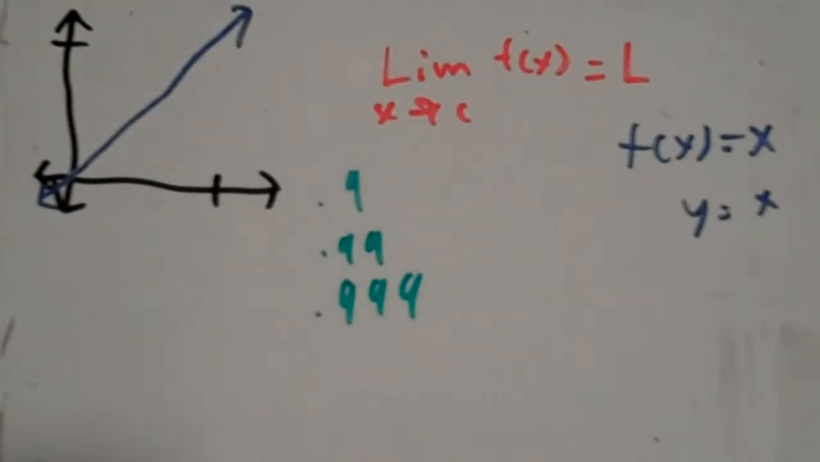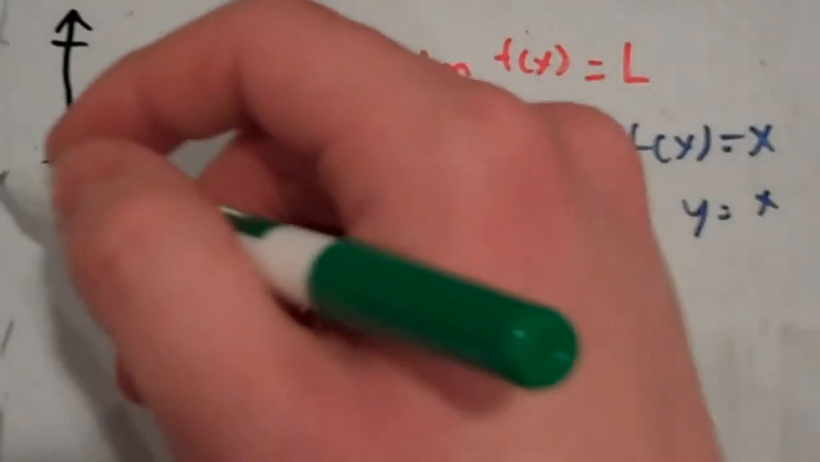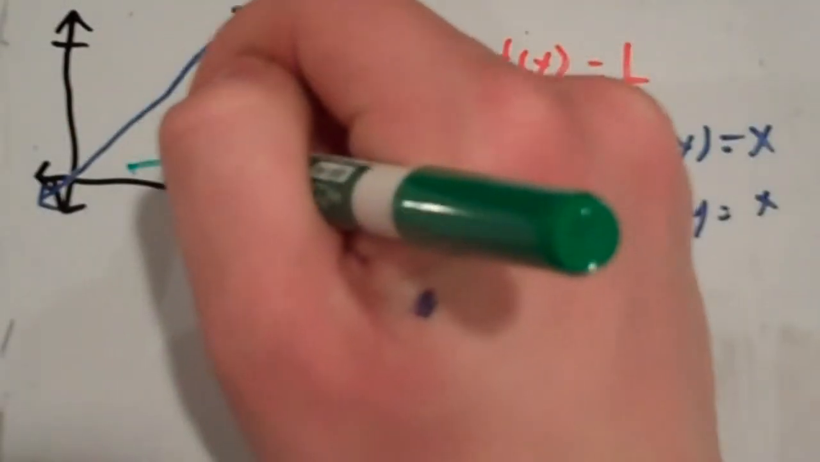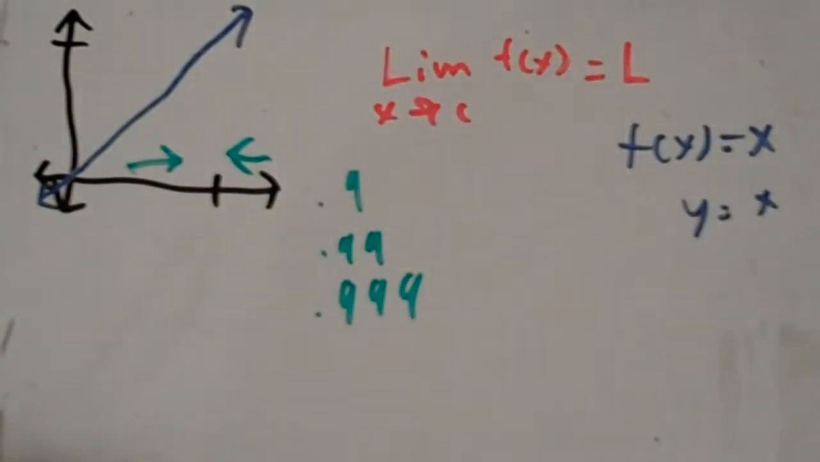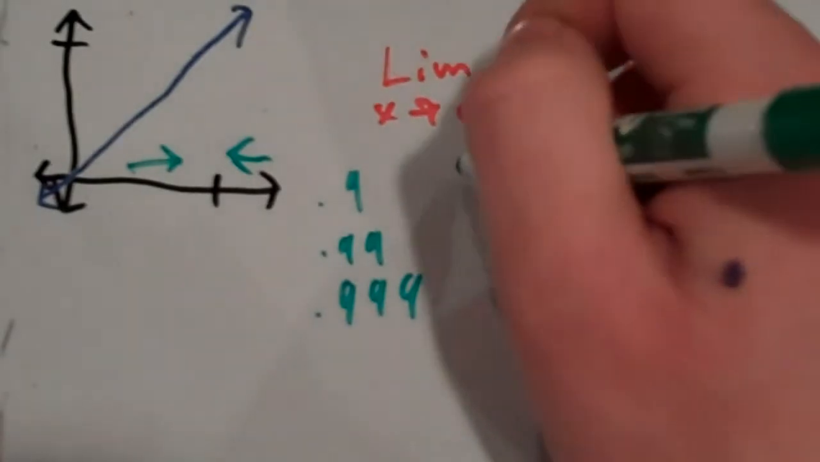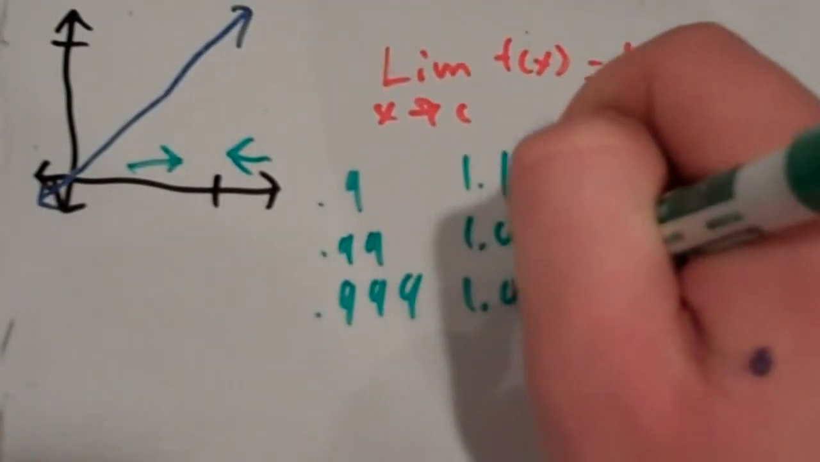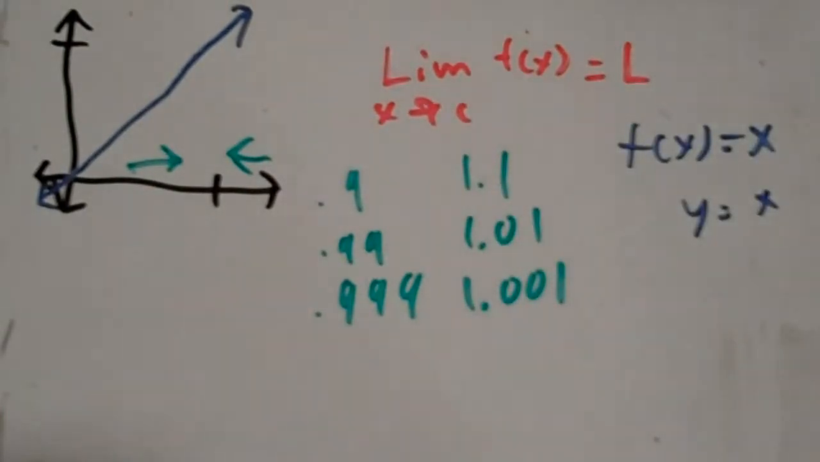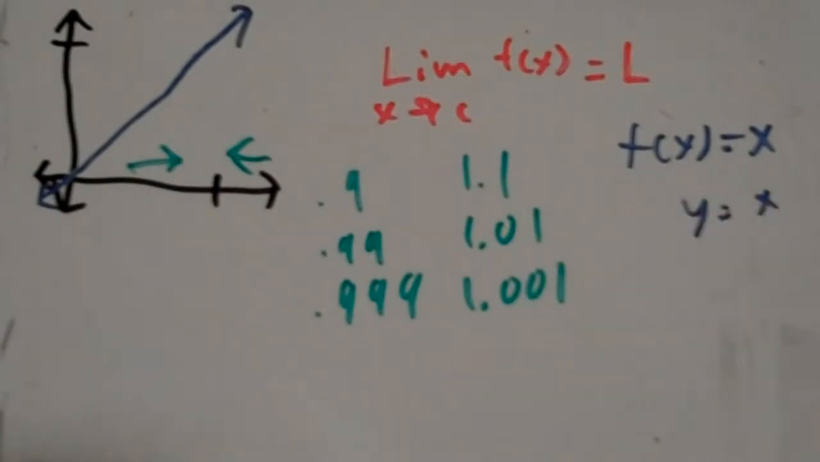Now, you have to do it from the left, which is essentially going this way. We also have to do it from the right. That is an important thing for limits. So we also have to plug in 1.1 for x, 1.01, and then 1.001. It's okay here because we see that in both situations, y still approaches 1. So this limit is good.